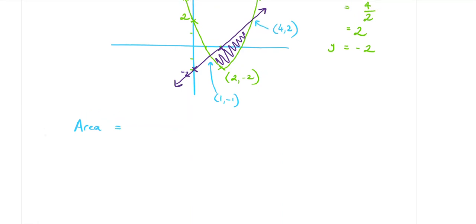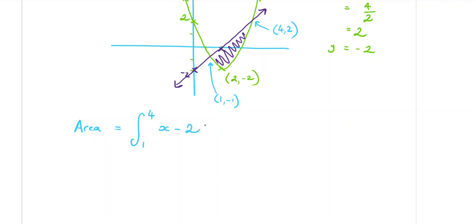Okay, now to find the area, I'm finding the area between the two, which means integrate top one minus bottom one. This time, my x values that I'm looking between, my two curves here, is between x equals 1 and x equals 4. So integrate between 1 and 4. The top curve is the line again. So the line had equation x take away 2. Then I want to subtract the bottom one, which was the x squared minus 4x plus 2.